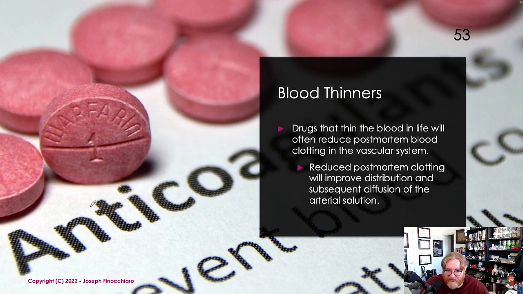Drugs that thin the blood in life will often reduce postmortem blood clotting in the vascular system. Reduced postmortem clotting will improve distribution and subsequent diffusion of the arterial solution. Blood thinners like heparin and others will make your life easy to establish drainage. Blood will flow out very quickly, which means you probably want to put some pressure in there before you go ahead and take drainage so that you're not just establishing a path of least resistance and then have problems later.